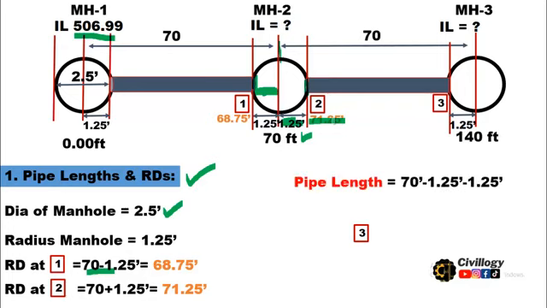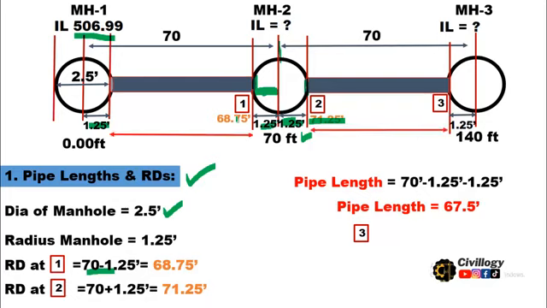So now what will be the pipe length? Pipe length will be equal to 70 feet. If you look over here, the total length is 70 feet, and if we subtract this 1.25 and this 1.25, we will get the center length of the pipes between two manholes, which comes out to be 67.5 feet.